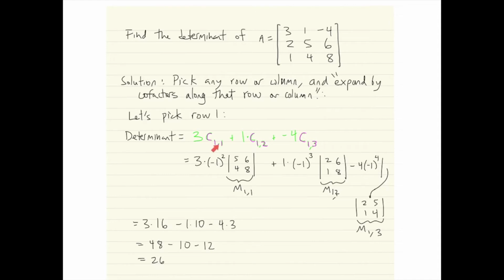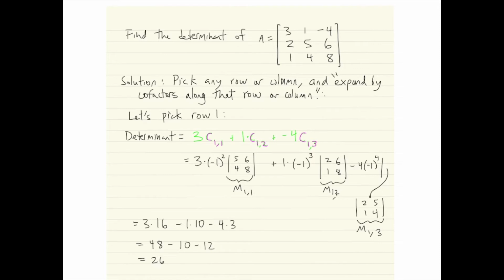For the cofactor in the 1, 1 position, we focus on this matrix here and take its determinant, this 2 by 2 matrix of 5, 6, 4, and 8. We multiply the diagonal entries and subtract off the off-diagonal entries. Here's the matrix associated to the 1, 1 position, and the vertical lines mean take its determinant. That turns out to be 40 minus 24, which is 16, as we saw on the last slide. The cofactor is -1 raised to the second power, which is just +1.